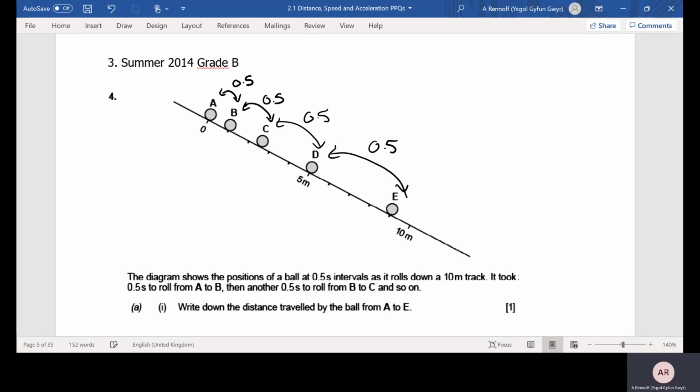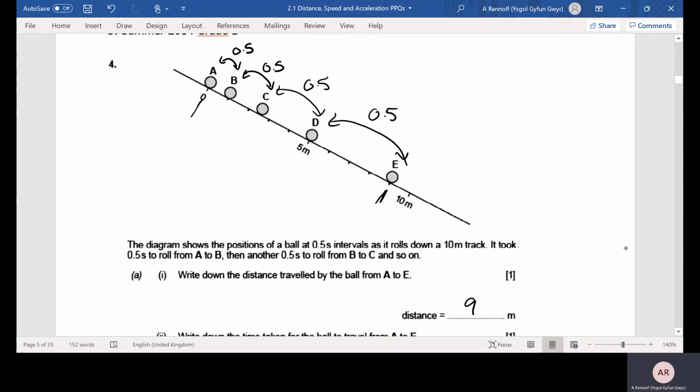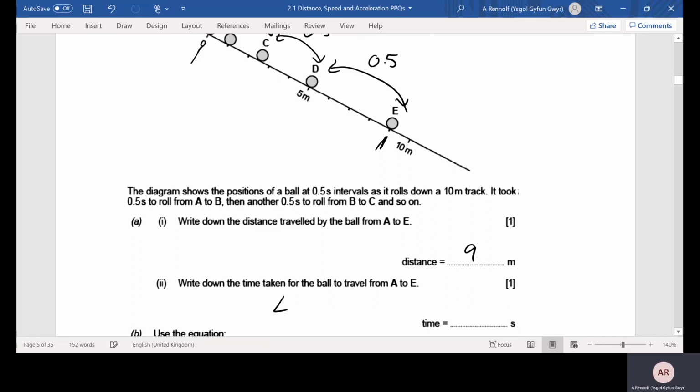Write down the distance travelled by the ball from A to E. We started at A, ended up at E, which is one short of 10 meters, so that's 9 meters. Write down the time taken for the ball to travel from A to E then. Well, we've got 4 0.5 second intervals. So 4 times 0.5 is 2. And even though that's just a 1-mark question, it's always a good idea to write down your working for any question like that.